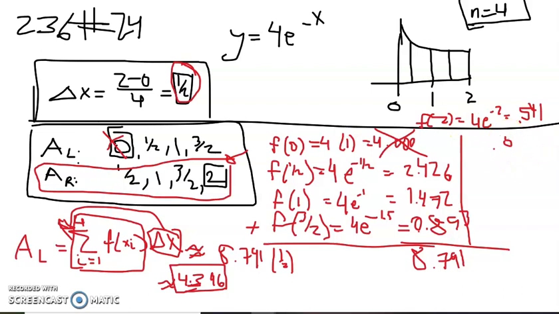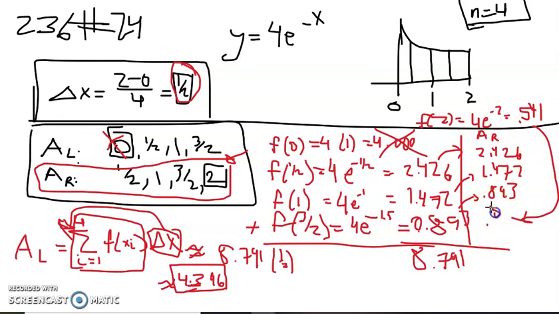I mean, if you want to be picky and do it in the correct order, we're doing this one first for the right endpoints, 2.426, and then this one next, 1.472, and then this one next, 0.893, and then this one last, 0.541. So again, when we were doing the left endpoints, we started with left, left, left, left.